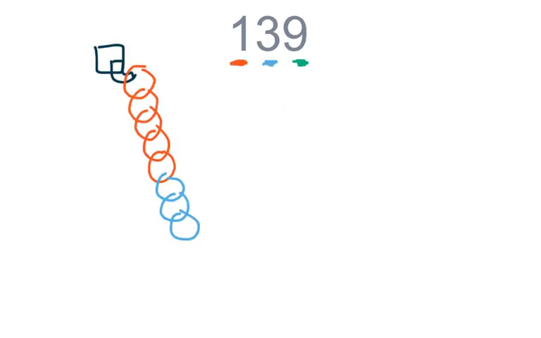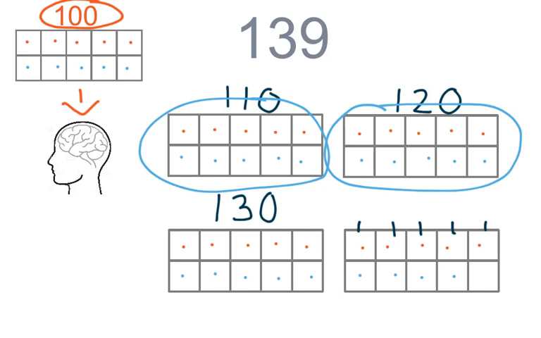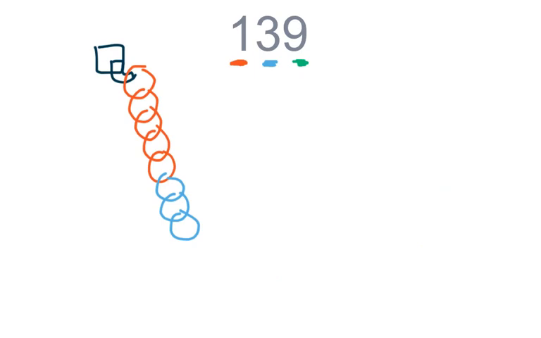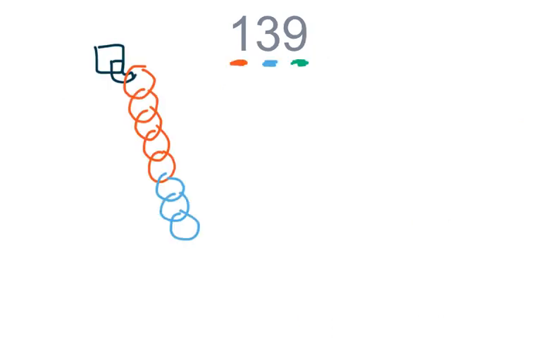That 3 is in the tens place. That means 3 groups of 10. Let's go look at those 3 groups of 10. 1 group of 10, 2 groups of 10, 3 groups of 10. And then we look at our ones place, the number 9. That means we need 9 dots, just like we have in our 10 frame over here. But since we're doing it on chain links, that means we need 9 links.